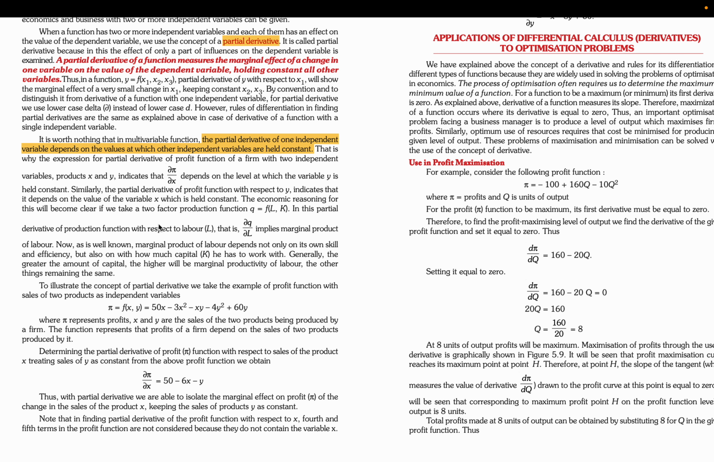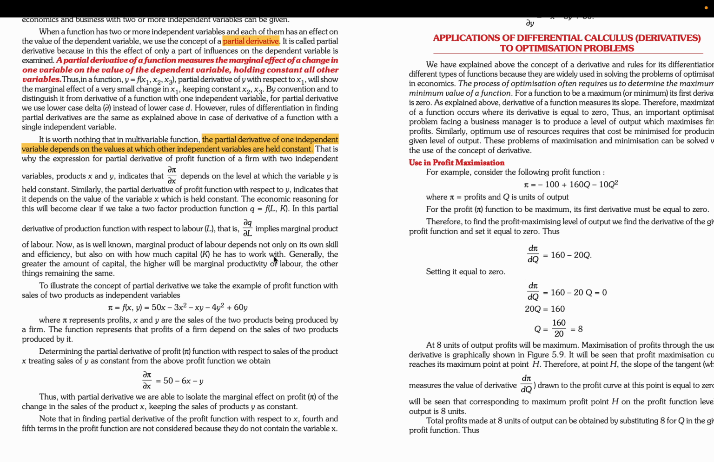Now, as is well known, the marginal product of labor depends not only on its own skill and efficiency, but also on how much capital K he has to work with. It depends on whatever level of skills you have, but if the amount of capital given to you is only so much, then your output is also going to depend on that, right?